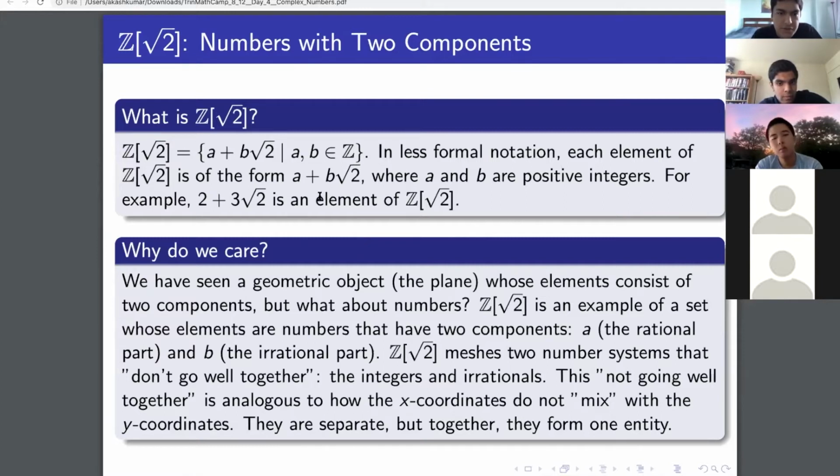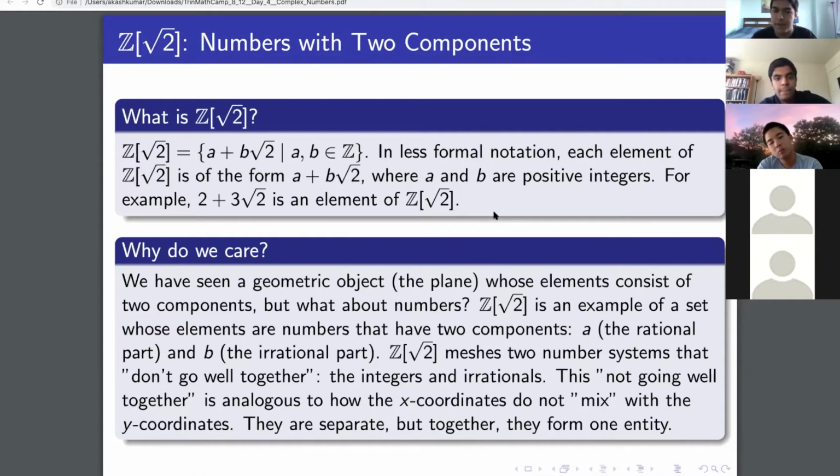So again, just to reiterate, this is the rational part and this is the irrational part. Even though it's just one number, you have these 2 different number systems pushed together into one thing to form just one type of number. You take the rationals, you take the irrationals, you just slap an addition sign on there, and then you get this number that has 2 components.